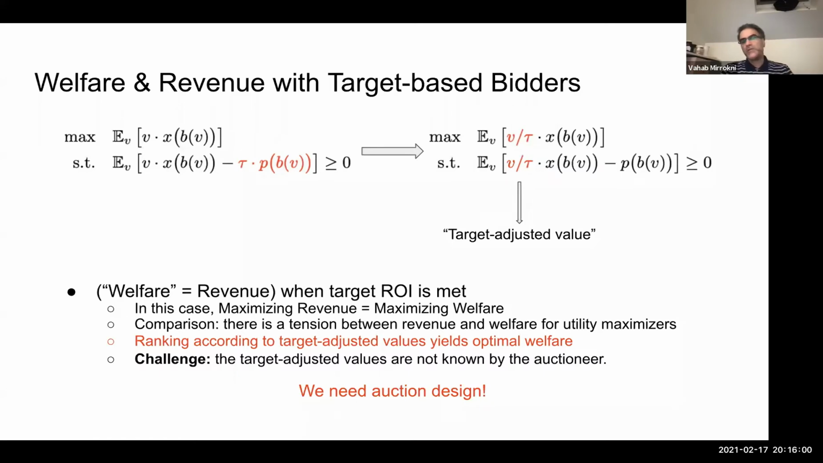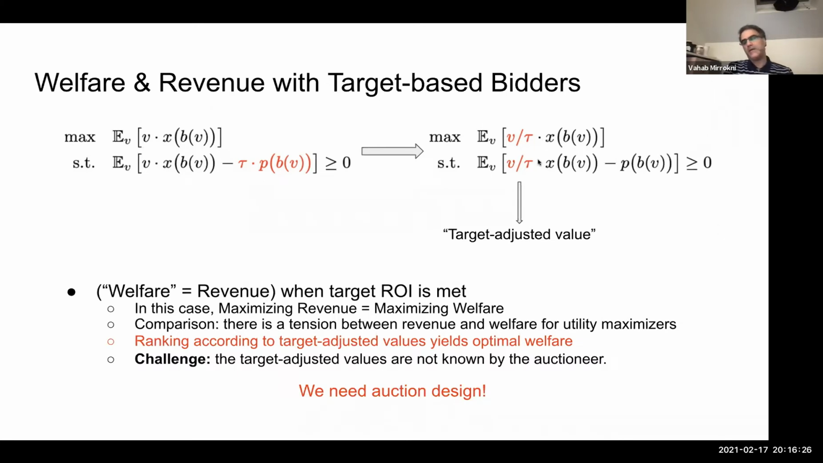In particular, in this case, for value maximizers, if we didn't have gaming into account and there was no auction or pricing involved, the optimal thing to do would have been to sort the ads or the items in decreasing order of their target adjusted value, this term here.